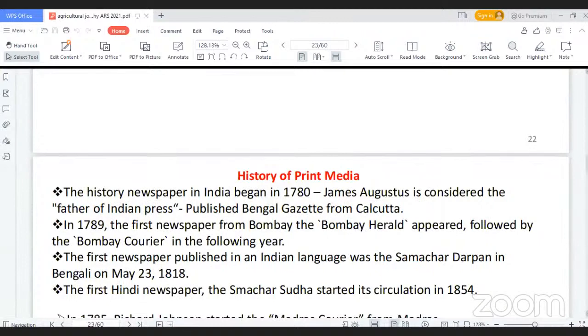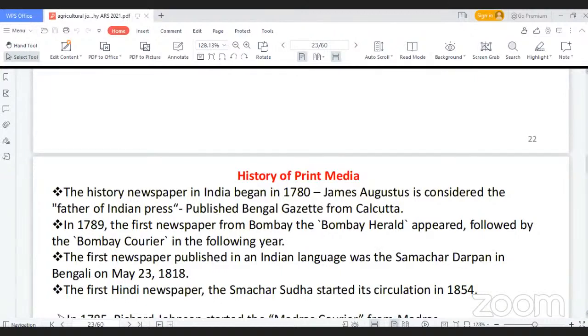Print media in general and print media in agriculture. We are discussing two elements: try to remember the history of print media, or the chronology related to farm journalism, and also the firsts. Like the first newspaper in India, the Bengal Gazette, and the first newspaper in Marathi, Darpan.